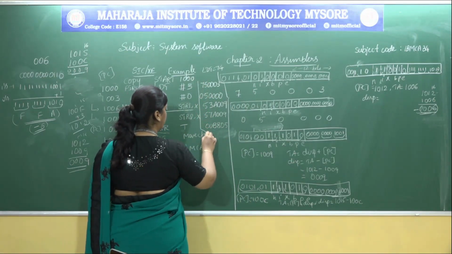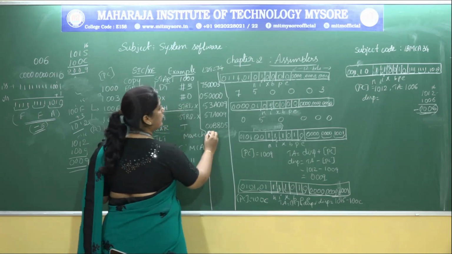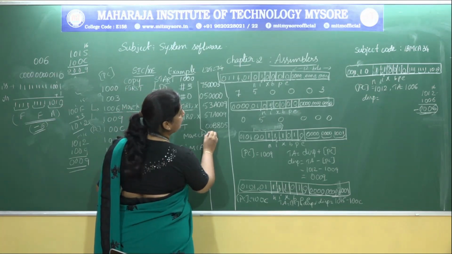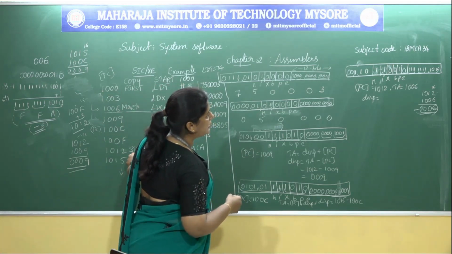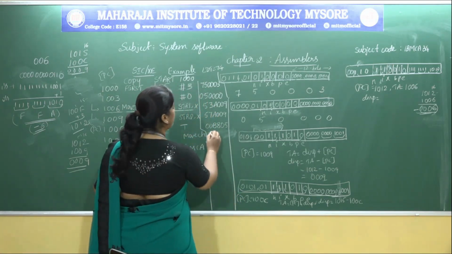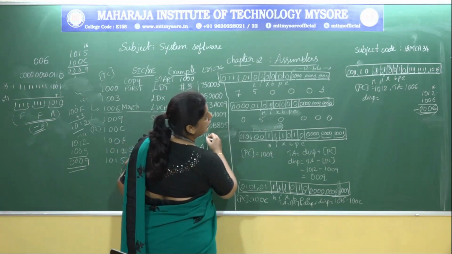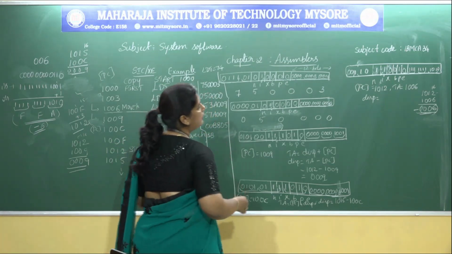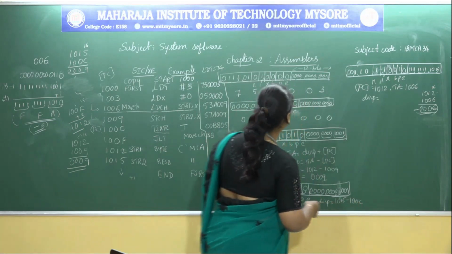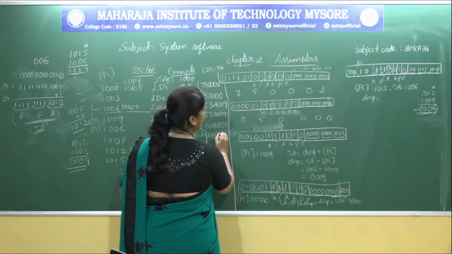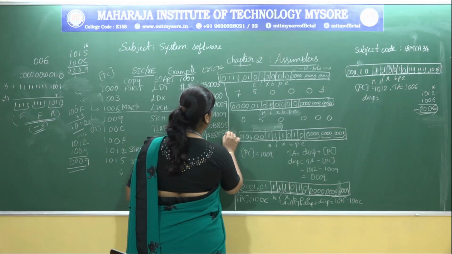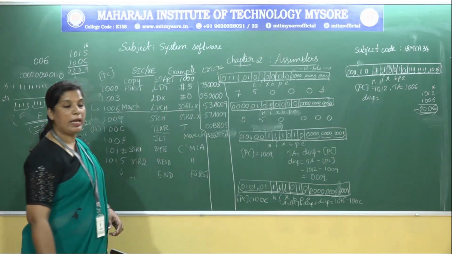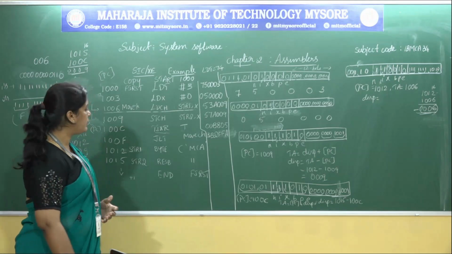The object code: 3, then 8 plus 2 is 10, 10 plus 1 is 11, and 11 is B, so 3B. Next 0 0 1 0 is 2, next F, and 8 plus 2 is 10, which is A. So 3B2FFA is the object code for that instruction.